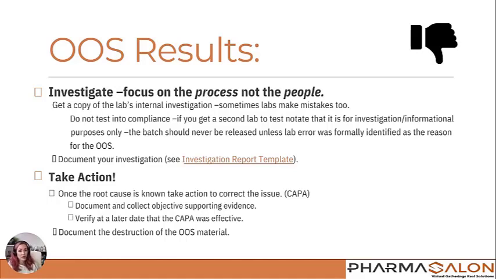Make sure that you ask for a copy of the testing lab's internal investigation. So whatever lab does your testing, if they get an OOS result, you can ask them to retest. Sometimes that'll help them discover that they've made an error. Or you can ask them to provide you with their own internal investigation report.